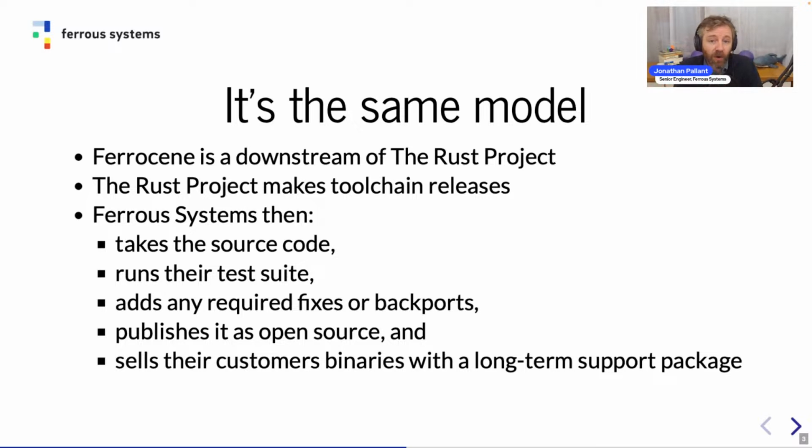The license of the Rust project does not require us to do this. It is Apache 2 or MIT. We could have kept that all as secret source code, but we chose not to. So we publish our version as open source, and then we sell our customers binaries along with a long-term support package. I think it's a fairly familiar model.